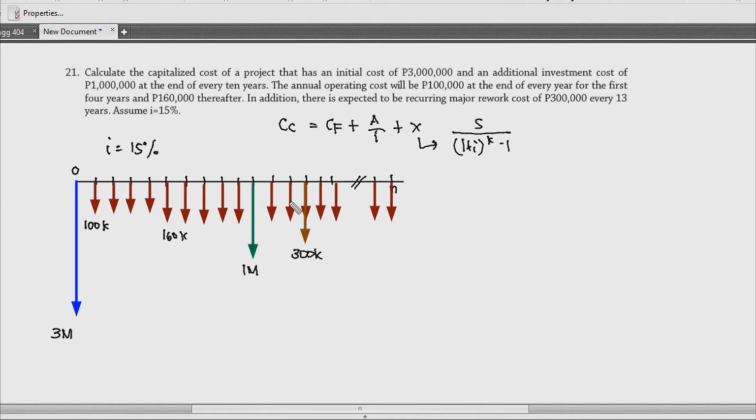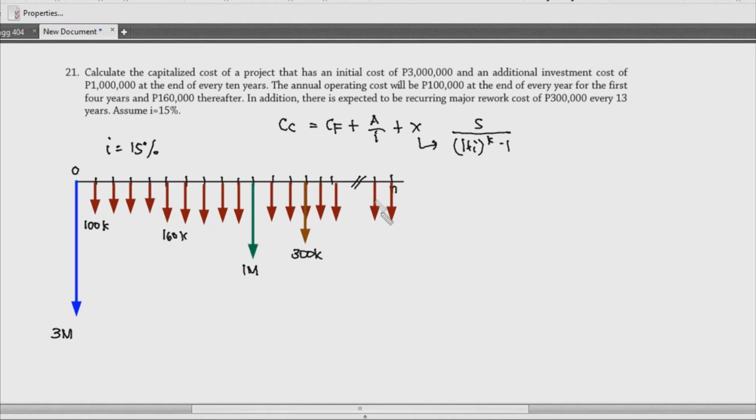mga payments natin, no? We cannot actually use this directly, itong A over I na to. Kasi, remember, though we have a perpetual maintenance na 160K simula nung after 4 years kasi, but we have to also include na na-defer siya. Not really deferred, but we need to incorporate yung portion na hindi dito nagkaroon ng maintenance. Nagkaroon ng mas mababang value ng ating perpetual cost. So, with this, we need to incorporate that as well.